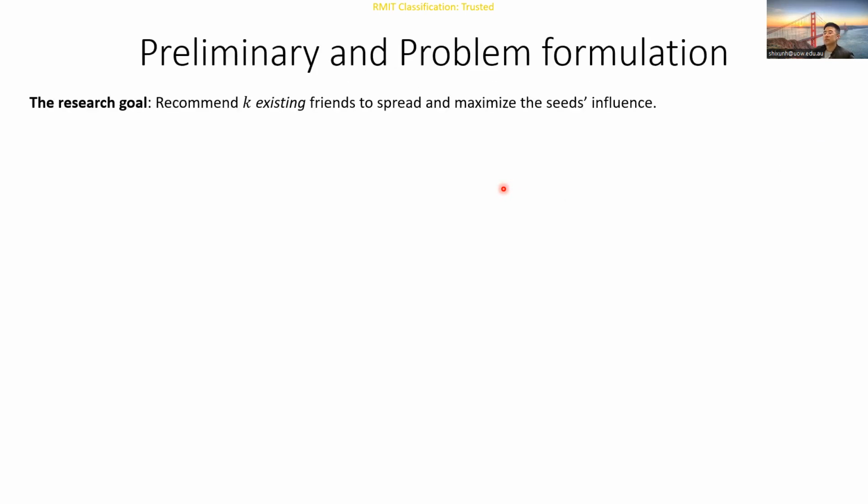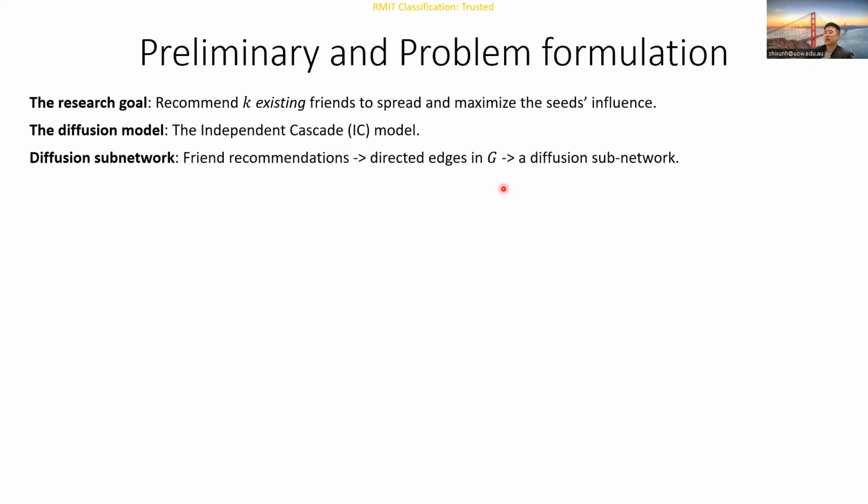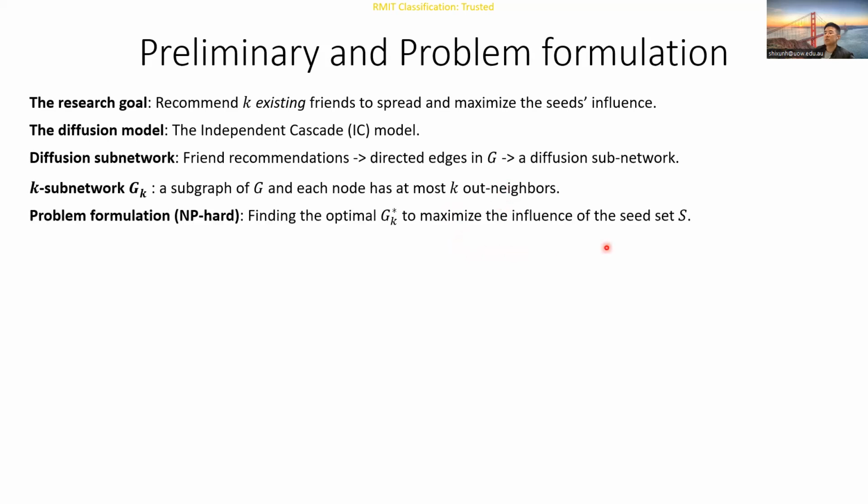Our research goal is to recommend K existing friends to spread and maximize the seed's influence. We consider the independent cascade model as the diffusion model. Each friend's recommendation refers to one directed edge, since we are recommending K friends for multiple users. Those edges can form a diffusion subnetwork, which is called a K-subnetwork. In a K-subnetwork, each node can only have at most K outgoing edges. We aim to find the optimal K-subnetwork to maximize the influence of the seed.